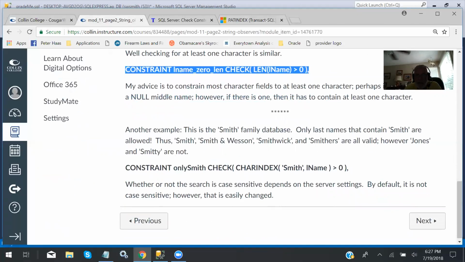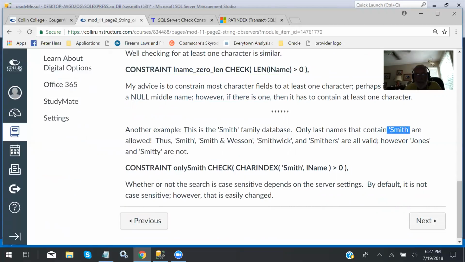Okay, another example of this would be the Smith family database. Only last names that contain the word Smith are allowed. Smith, Smith and Wesson, Smithwick, Smithers are valid. Jones and Smitty are not. So a constraint check that the char index of the string Smith in last name is greater than 0. If it doesn't find that, it will be 0.